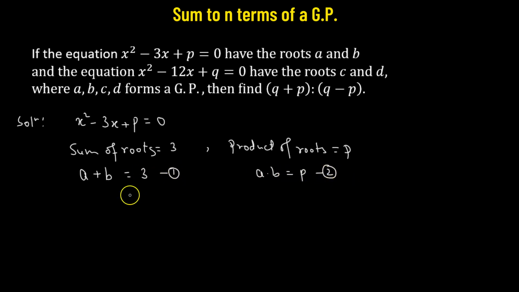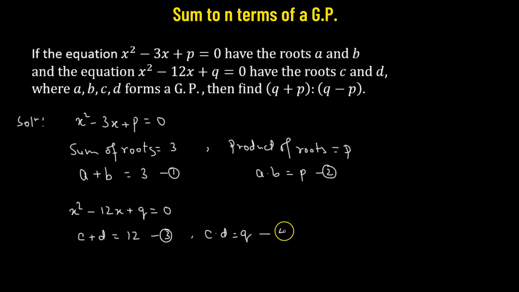Then coming to the second equation, we have x squared minus 12x plus q equals 0. Here also, since the roots are c and d, the sum of the roots c plus d will be equal to positive 12. Let this be equation number 3. And the product of the roots, c times d, is q. Let this be equation number 4. We'll come back to this in a moment.